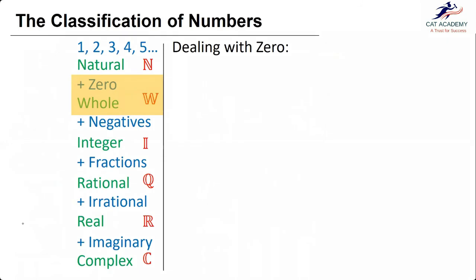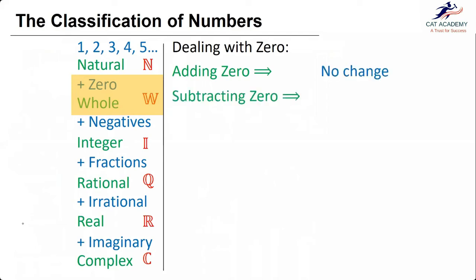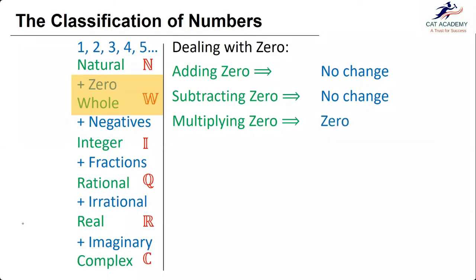All right. So next one. Let's talk about classifying numbers in depth. Dealing with 0. Say I add 0 to something, then my number remains same, no change. Subtract 0, no change. Multiply by 0, number becomes 0. And divide by 0, not possible. Undetermined, not defined. Okay?